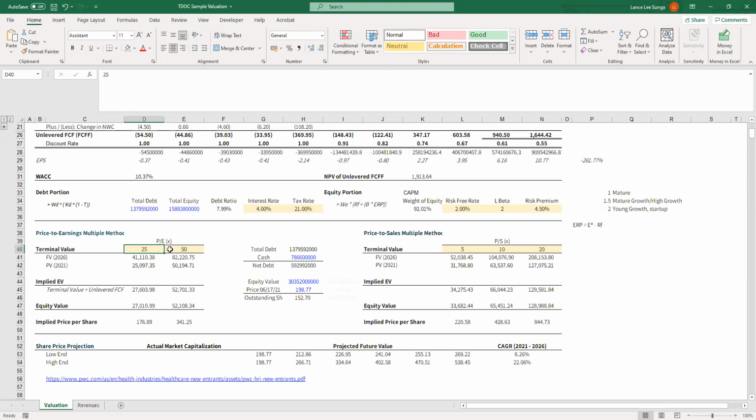And then for the outstanding share count, do we also need to get the diluted outstanding share count? No, just the normal outstanding shares. Okay, thank you.